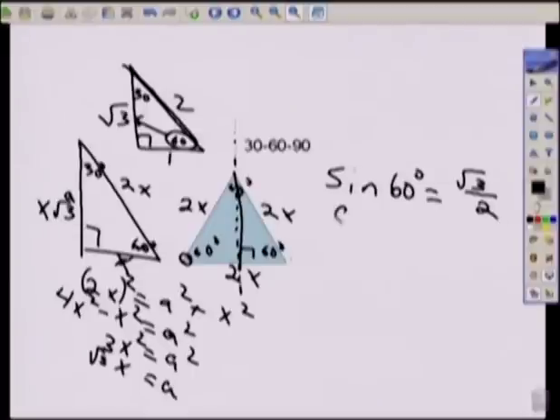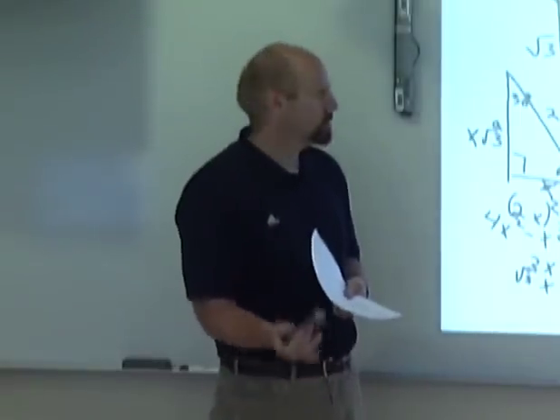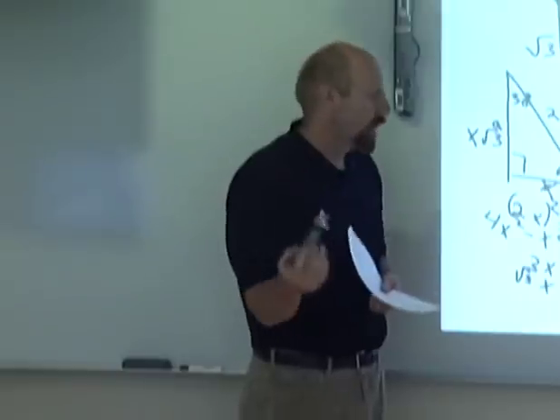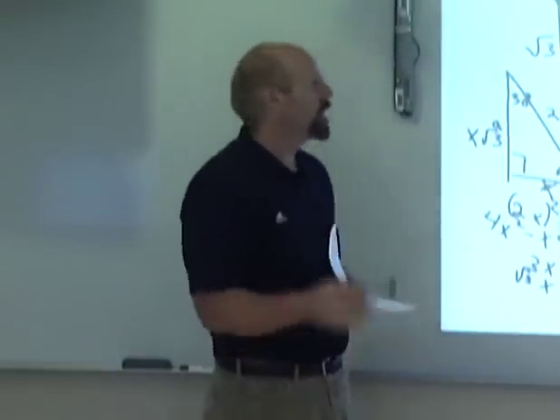Our cosine of 60 off of this triangle would be the adjacent side, which is 1, divided by 2, which is 1/2. This will become extra important when we get back on the unit circle and start talking about angles like sine of 300 degrees, sine of negative 120. We're going to want to be able to draw our 30, 60, 90 triangles.